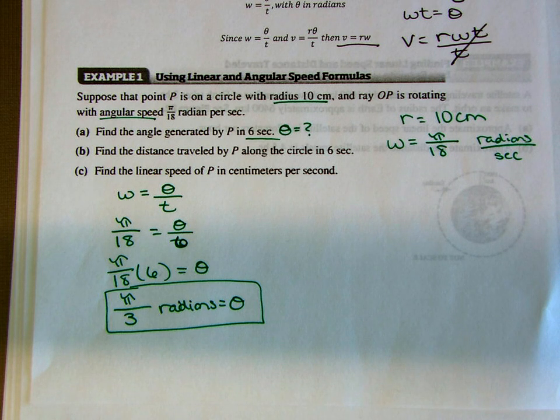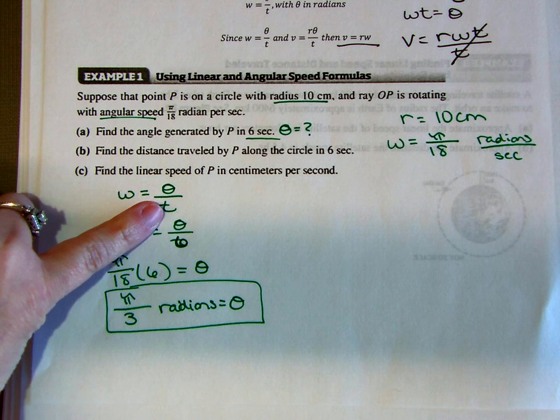Now, obviously, the angle changes, and so they could ask you for a whole bunch of different measurements, but you do the exact same process. It gave you your angular speed, it gave you your time, you just needed to find theta.